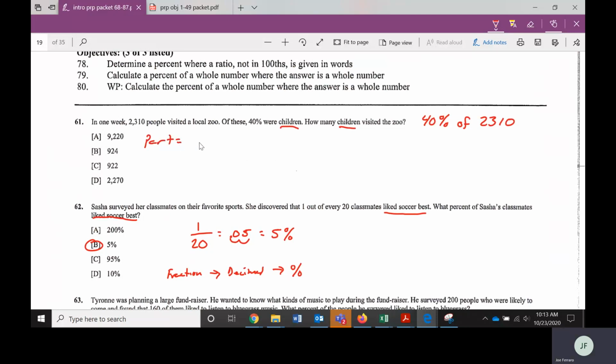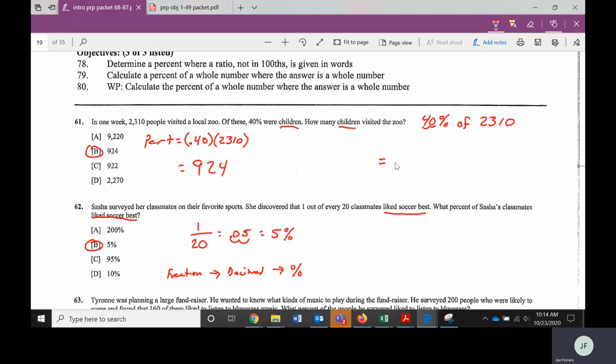So we change that percent to a decimal. So you go 1, 2. So that's 0.4 or 0.40, however you want to write it. 0.4 works just fine. And then times the whole, which is the 2,310 people. Now you just take 0.40 times 2,310, and that's going to equal 924.